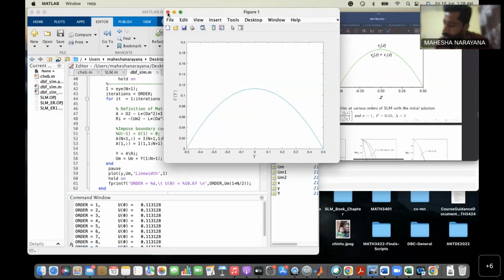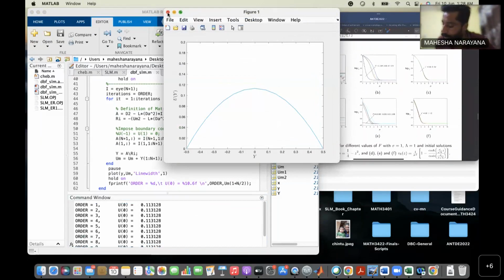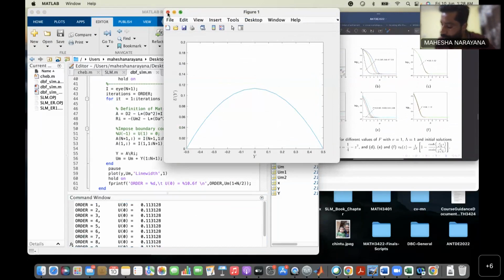I have also shown some error plots for two different types of initial solution. One is parabolic and the other one is a cosine hyperbolic function. This is in the absence of the nonlinear Forchheimer term, so this is the analytical solution of the Darcy problem. If the nonlinear term is absent, it has an analytical solution like this.